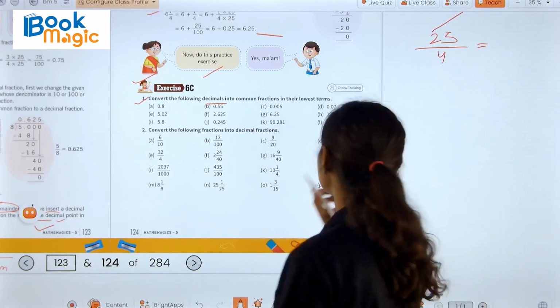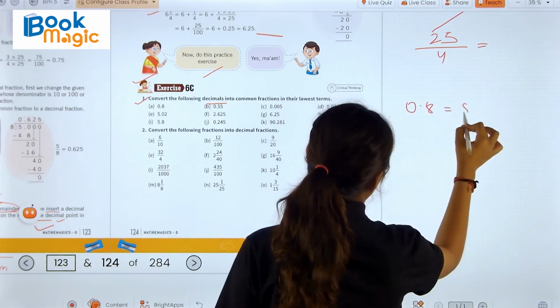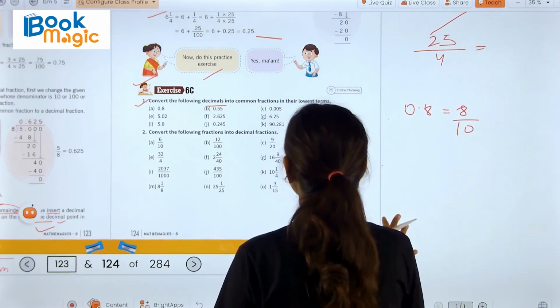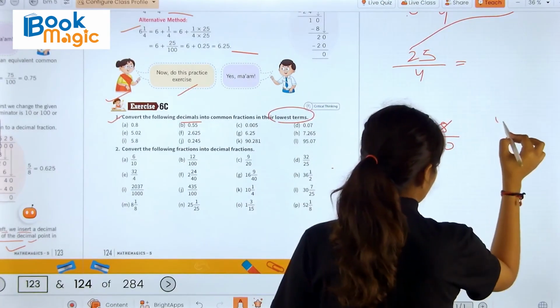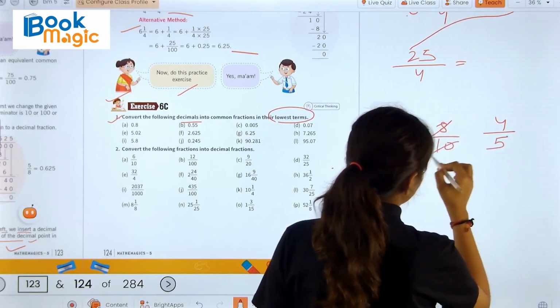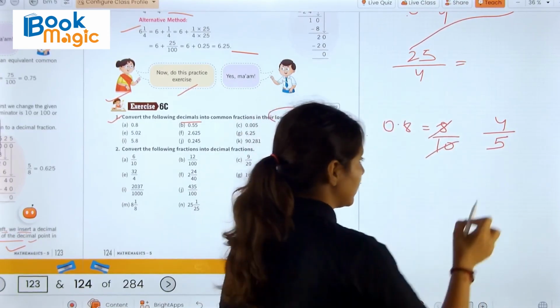So first is 0.8. That means 8 by 10. Okay. Now write it in the lowest term. So cut it. 2 4s are 8 and 2 5s are 10. Okay, so it will be 4 by 5 in its lowest term.